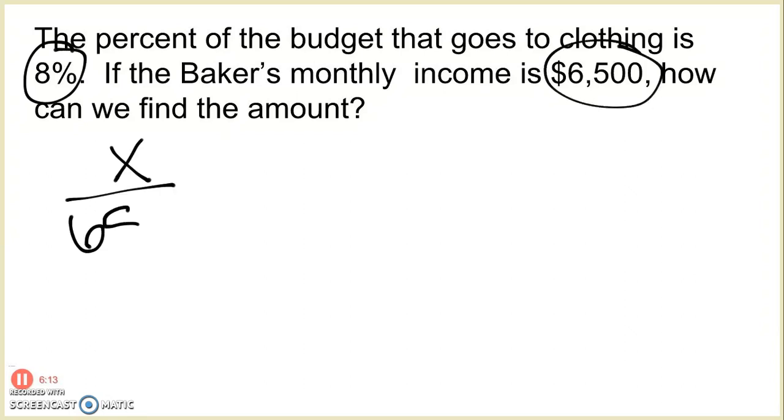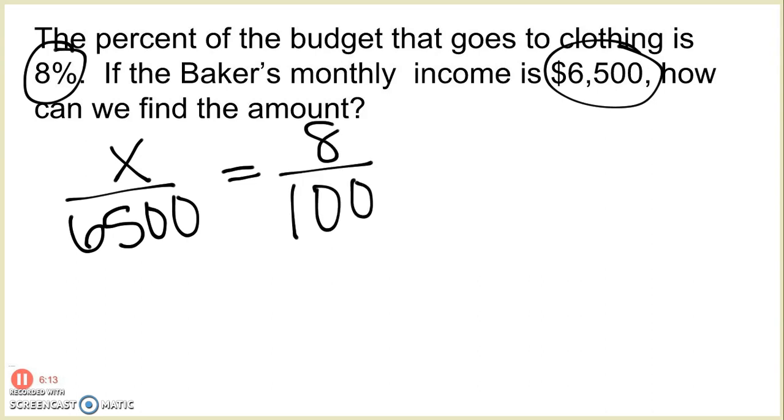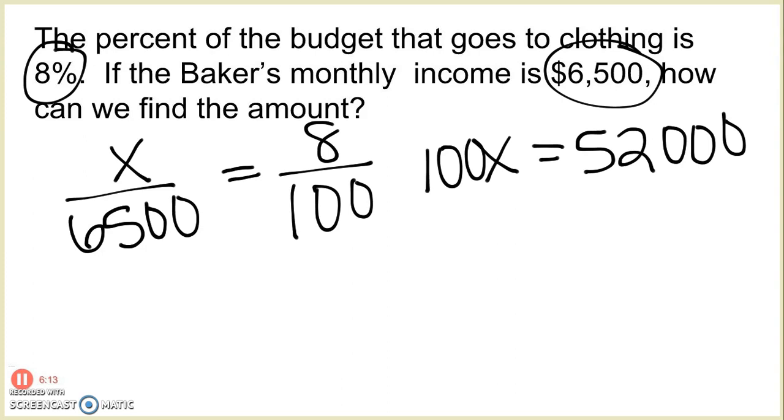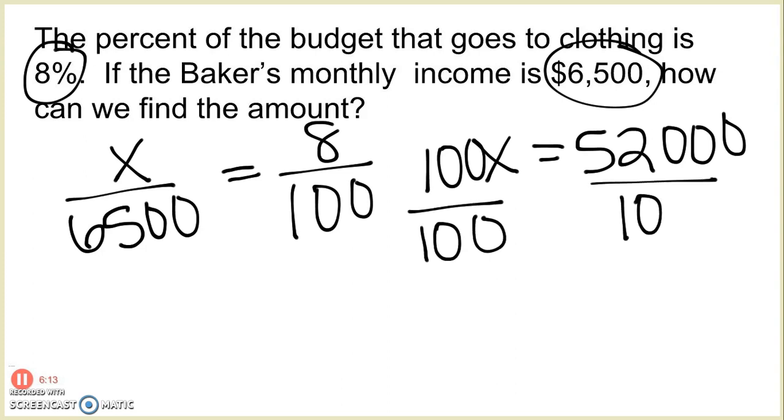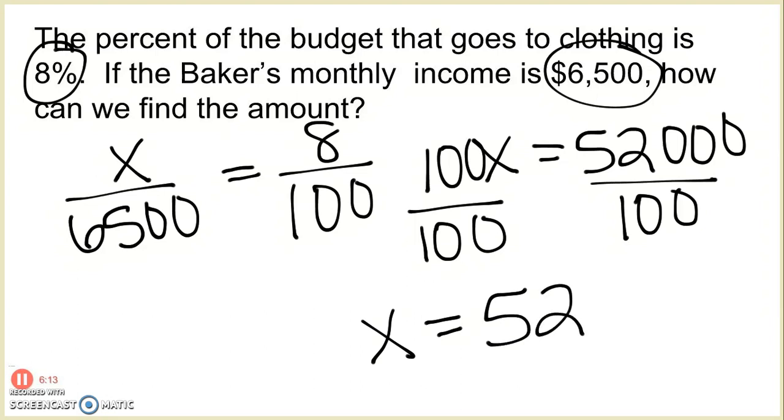X over 6,500 equals 8 over 100. We're going to go ahead and cross multiply and get 100x equals 52,000. Divide by 100 on both sides. And x should give you $520. So the amount that goes towards clothing each month is $520.